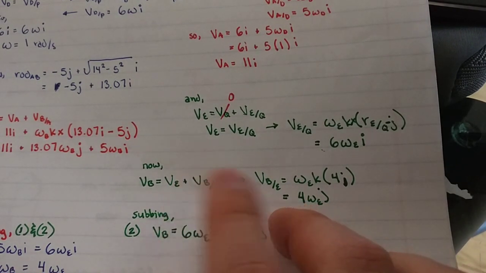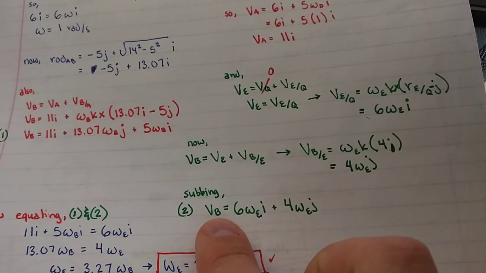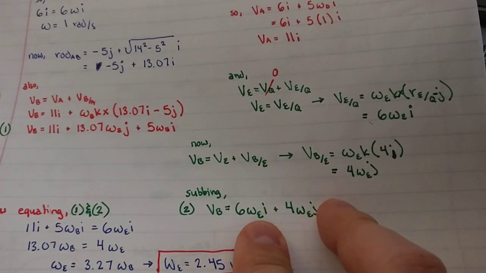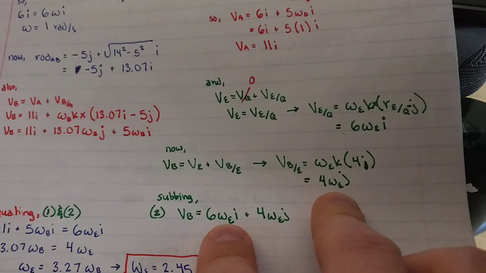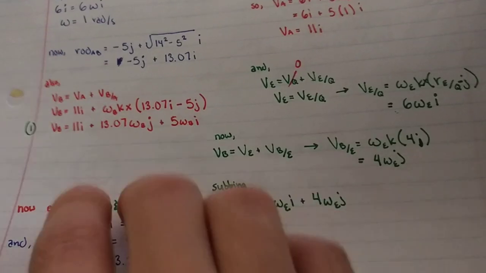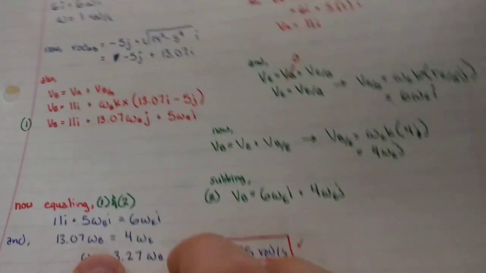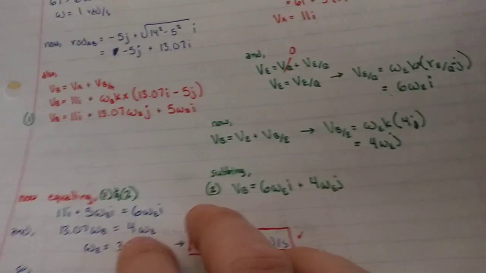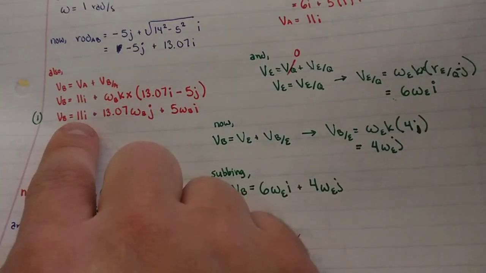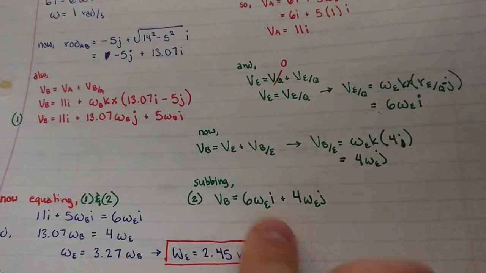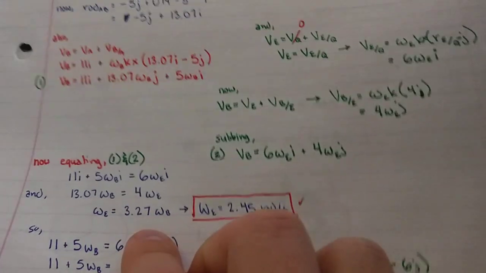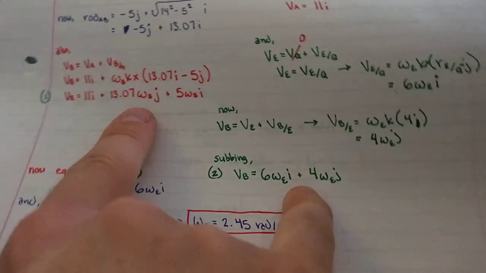So we're going to sub these terms in, and we're going to have the velocity at B equal to 6 omega_E in the i and 4 omega_E in the j, evidenced by this term here and this term here. Now, that's the velocity of B. Now, we also solved for the velocity up here. So what we can do is equate the x components and the y components, or the i components and the j components, however you want to define it. So we're going to have 11i, 5 omega_B, and we're going to have 6i, 6 omega_E i. And we're going to have a j component here, and we're going to have a j component here.